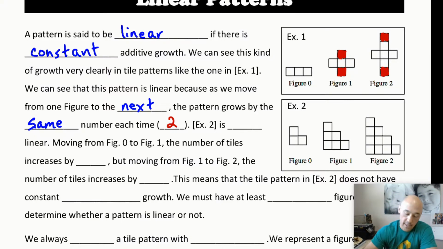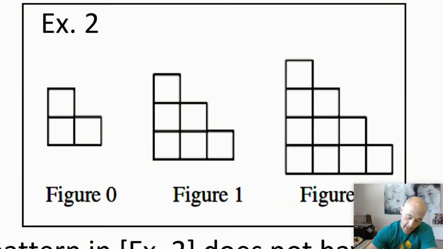Example 2 is not linear. So let's look over at example 2. Here we start with these 3, which we can see are right here. So that means we've added, let's add in green here, this one and that one. So we've added 3 there.